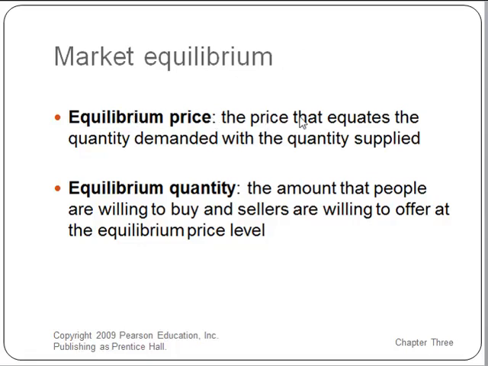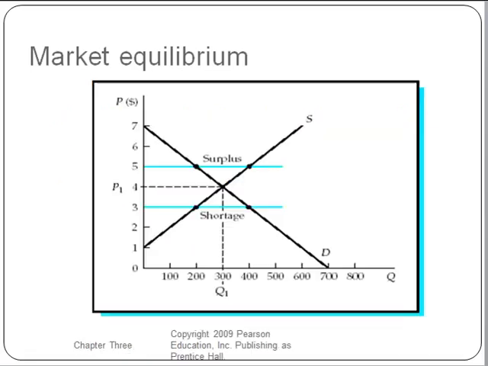So equilibrium price is the price that equates the quantity demanded with the quantity supplied, and the equilibrium quantity is the amount that people are willing to buy and the sellers are willing to offer at the equilibrium price level. We bring together the market demand curve for pizza and the market supply curve. Notice that the demand curve crosses the supply curve at only one point. This point represents a price of $4 and a quantity of 300 slices of pizza. We call them equilibrium price and equilibrium quantity respectively.